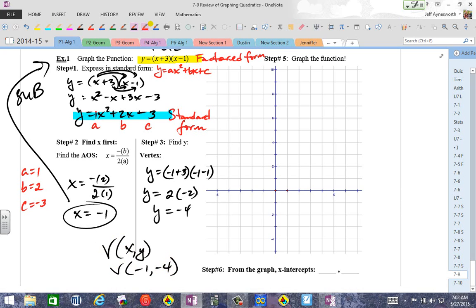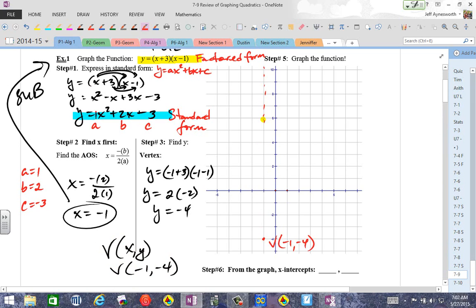So I plot that first. Negative 1, negative 4 is right here, and I have the vertex there. I draw the line of symmetry to help me graph. It goes right through the vertex every single time. So I got my axis of symmetry, it goes through negative 1 right here. So it's x equals negative 1.